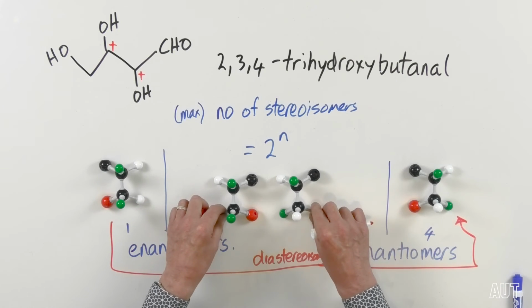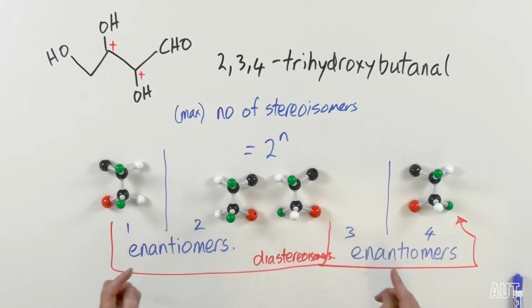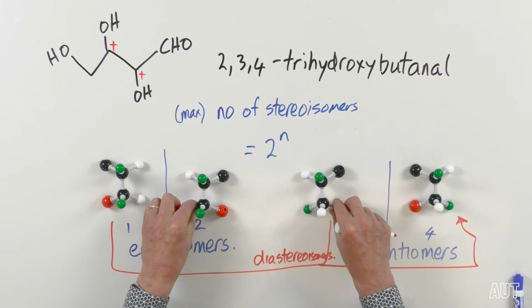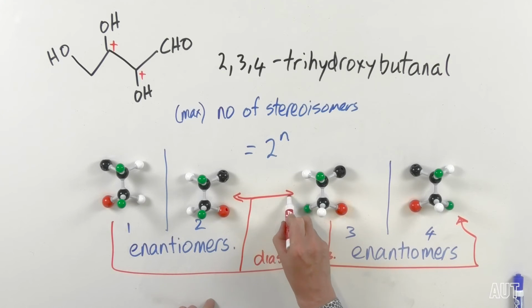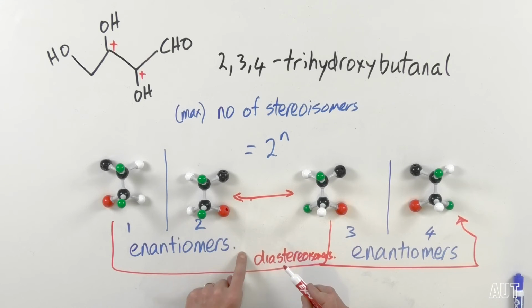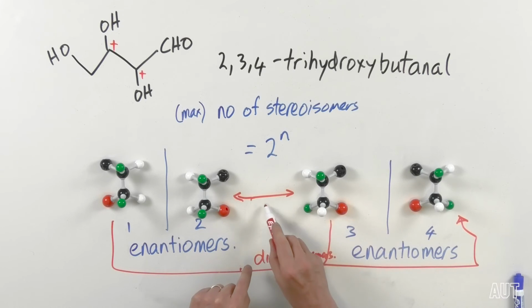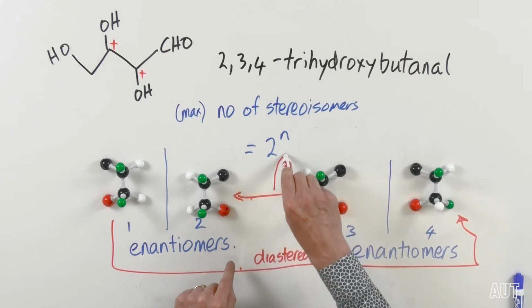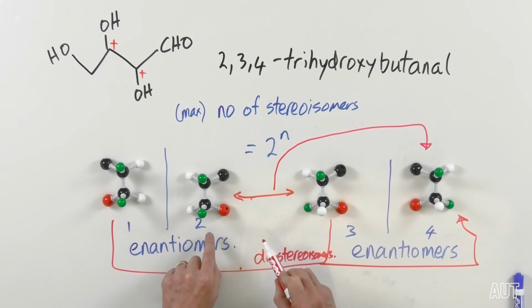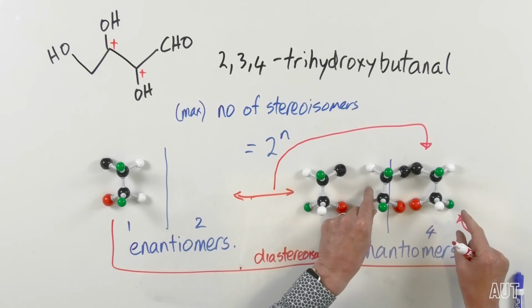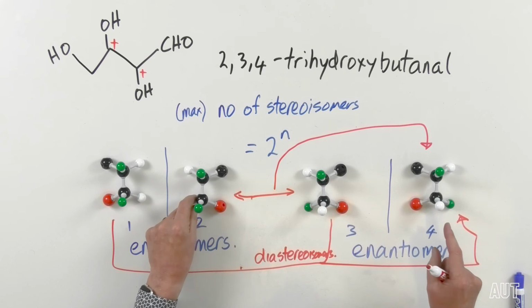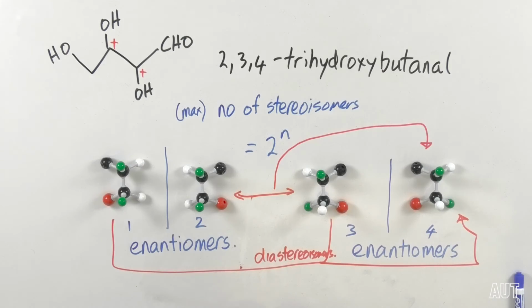Now, what about 2 and 3? Okay, again, you put them together, you can flip them around any way you want, isn't going to work because these guys are also diastereoisomers of each other, okay? And 2 and 4 as well. 2 and 4 are also diastereoisomers. Again, they are not mirror images of each other, and so therefore they are related as diastereoisomers.